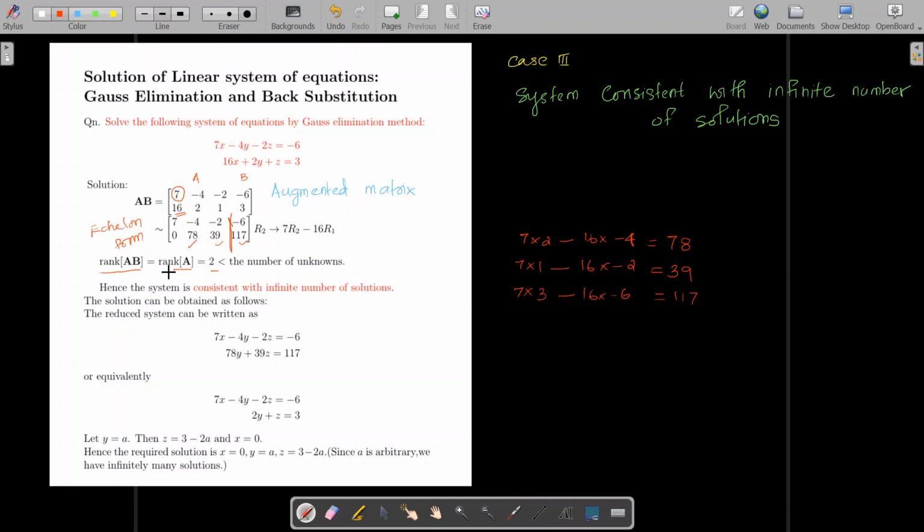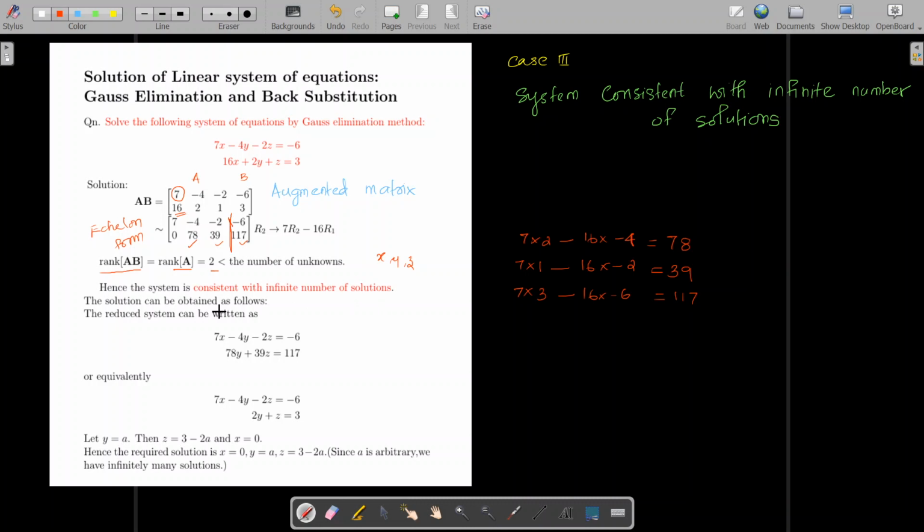And we can see that the rank of AB is equal to rank of A, but that common rank is less than the number of unknowns. We know that there are 3 unknowns, x, y, z are the unknowns. They are 3 in number, so rank is less than the number of unknowns. So this leads to the conclusion that the system is consistent with infinite number of solutions. So that's the third case. System is consistent with infinite number of solutions.